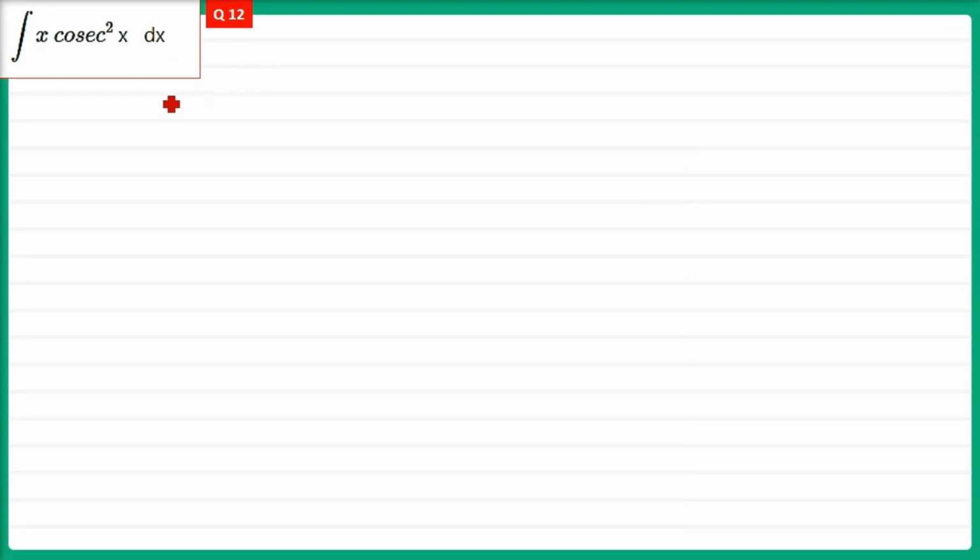X cosec square x. First of all, we know that cosec square x integration is available to us. X is an algebraic expression. Normally we take this x as the first term. So x we are taking it as u, and integration of cosec square x dx. I am employing the formula now. And the d by dx of the first term, which is x. So d by dx of x is this one. And then integration of cosec square x.